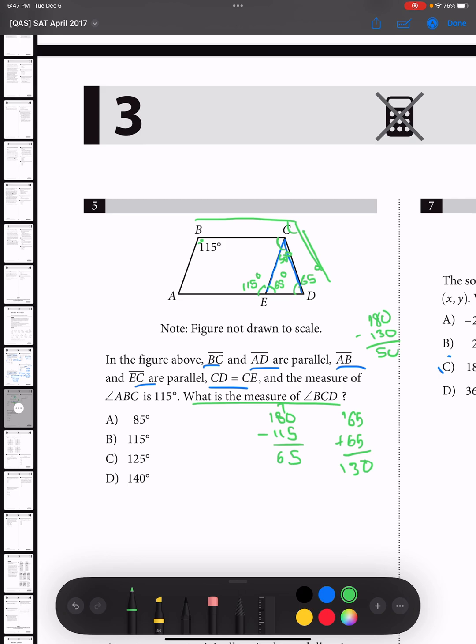So now that we have E as 65, we know that since AB and EC are parallel, that means that A is also 65 degrees, which means up here C is 65 degrees. So we're going to add 65 plus 50 to find our total measure of angle C, which gives us 115. So our answer is B.